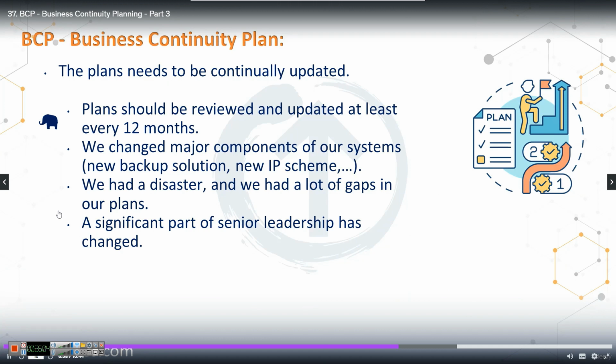And since they are signing it, they also need to be very clear on what this BCP means.